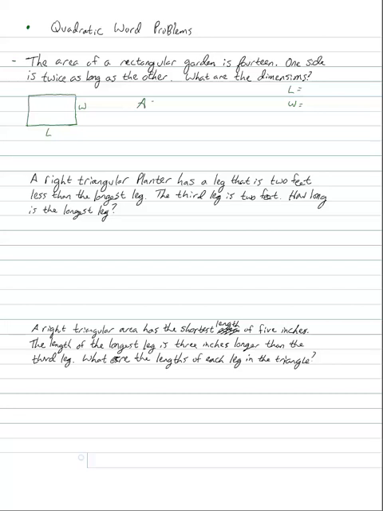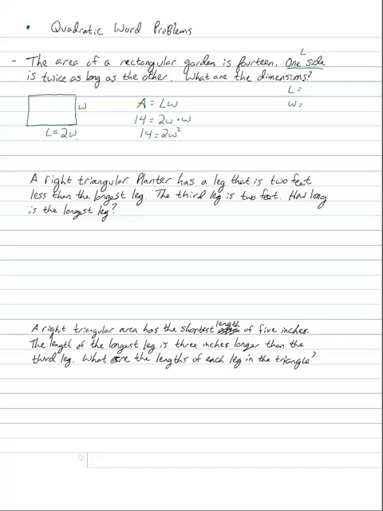Hopefully you all remember that area is length times width. So I have 14 equals length times width. And I was given something else. One side is twice as long as the other. So one side, pick a side, I'm going to pick L. So L is equal to twice as long as the other. Twice as long would be 2 times W. So 14 equals L. L, though, we already said was 2 times W, so we're going to sub that in. 2W times W. So 14 equals 2W squared.